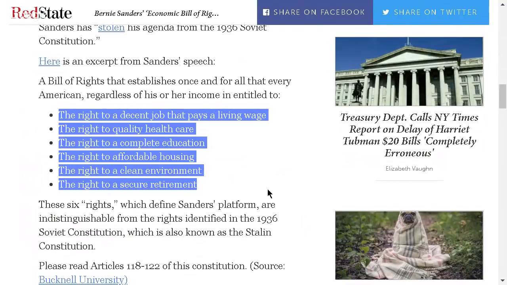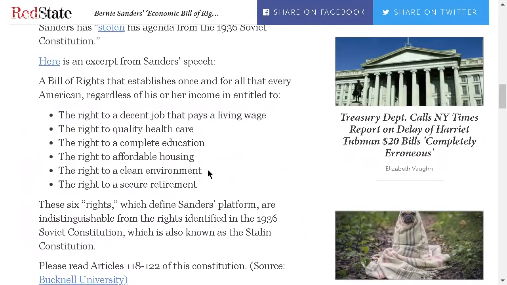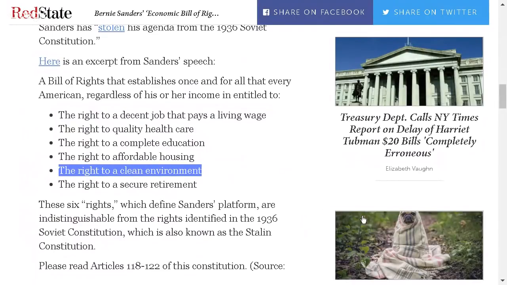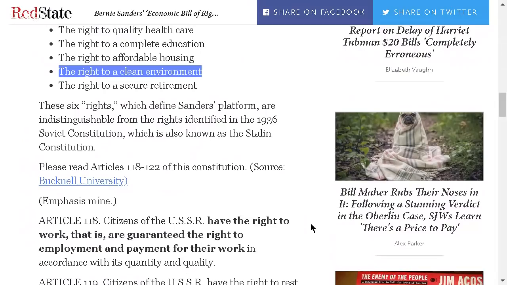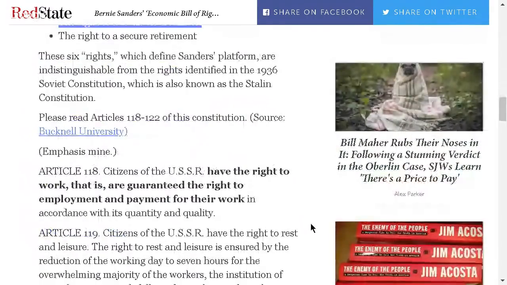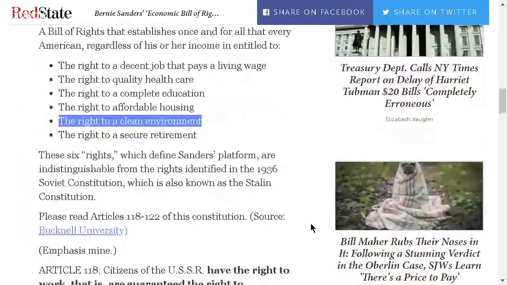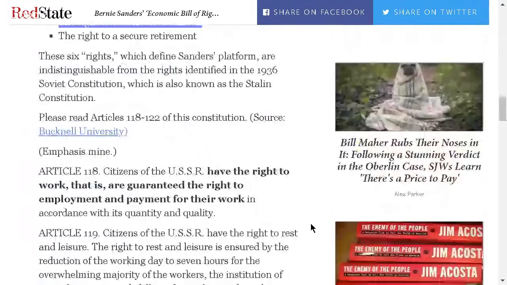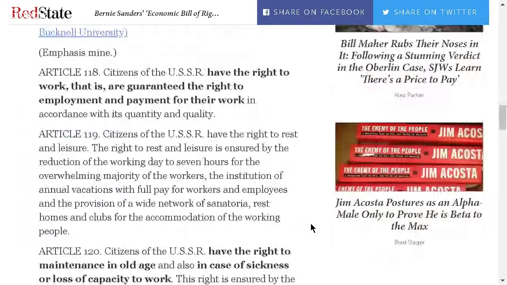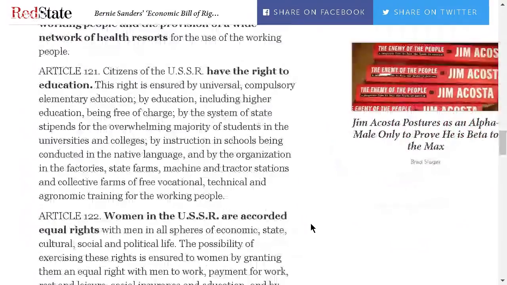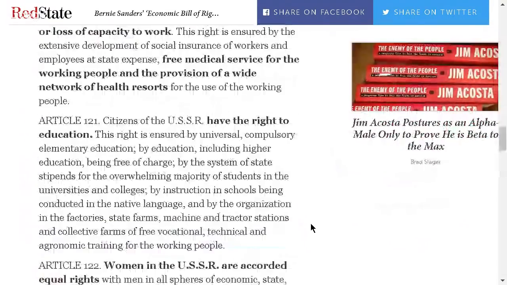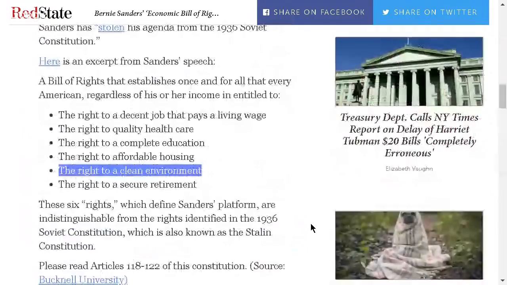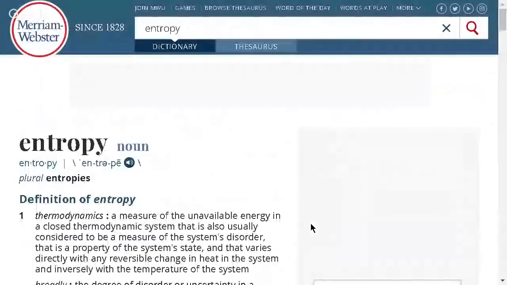Again, links to the article, but save for this one right here, the right to a clean environment, which he's suggesting Republicans don't want a clean environment. I guess that's the implied take from this. They're taken right out of the Soviet Constitution of 1936. So anyway, articles 118, 119, 120, 121, and 122 are literally what Bernie is flapping his lips about this time.